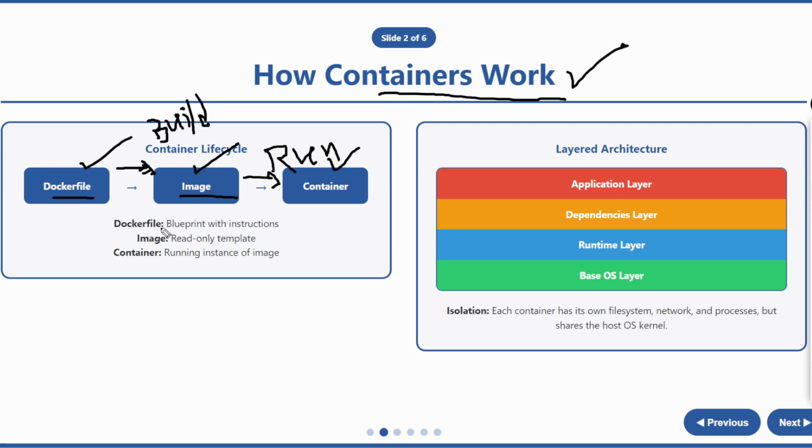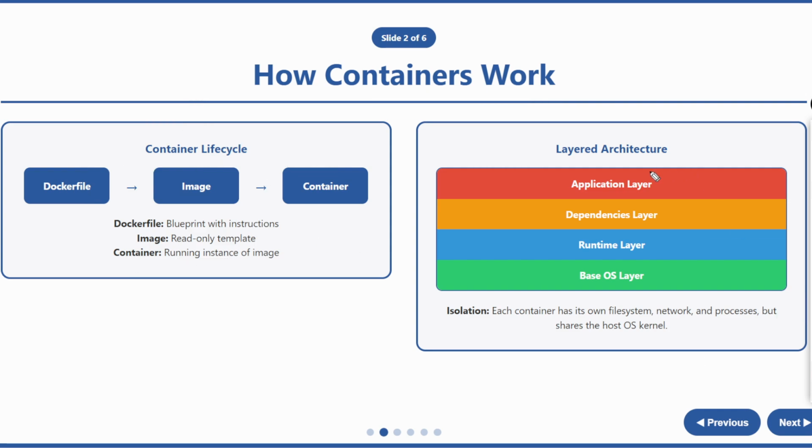Now as a non-technical analogy, a Dockerfile is like a blueprint with the instructions. It is just a set of instructions only, and an image is a read-only template. It is not running, it is only read. Whatever the blueprint says is built into an image, but it is read-only. And a container is a running instance of an image. When it is in a static condition, it is the image. When it is in a dynamic condition, it is a container. That is the only difference.